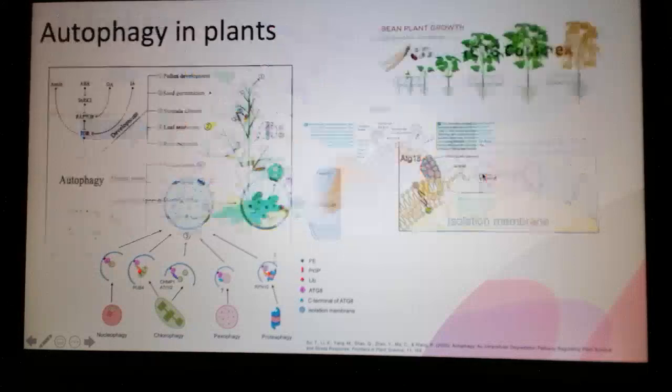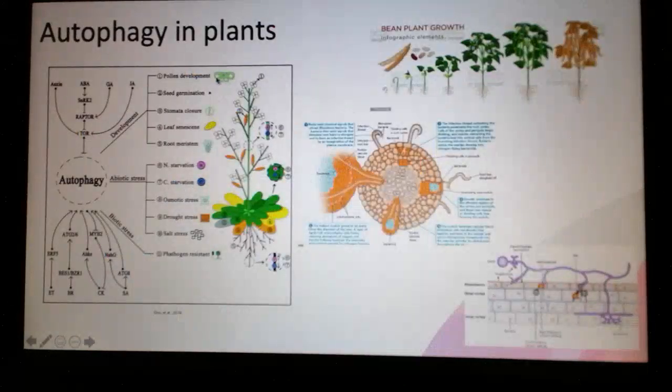Autophagy is related to a wide variety of physiological and pathophysiological roles such as pollen development, seed germination, leaf senescence, root meristem, nitrogen and carbon starvation, abiotic stress, and pathogen resistance. Little is known about autophagy in rhizobial and mycorrhizal symbiosis. And here I am showing some pictures of the main legume in our laboratory. It is Phaseolus vulgaris and the different stages of nodules from infection thread and mycorrhiza forming the arbuscule.